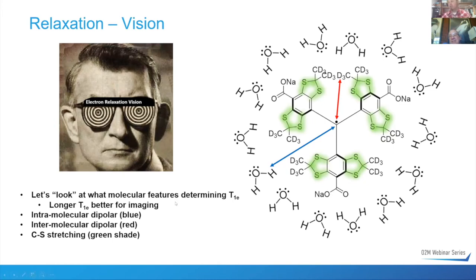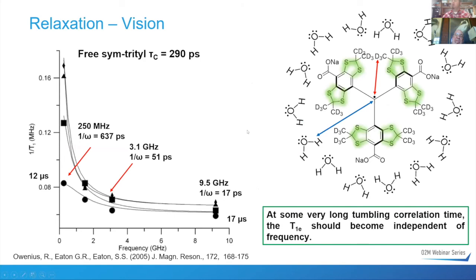I'm looking at the molecule and I'm thinking about what changes in the environment and the molecule are reflected in the electron relaxation times. And so I've drawn a little cartoon here of the unpaired electron interacting with deuterium on the symmetric trityl, an intermolecular dipolar interaction. There's also interactions with nuclei in the solvent sphere around the trityl. And there's a couple of implications from these interactions. The first of which is that these inter and intramolecular interactions are modulated by how fast or slow the radical tumbles in solution relative to 1 over the frequency of operation in radians, or 1 over omega.